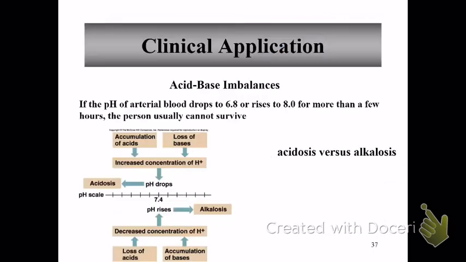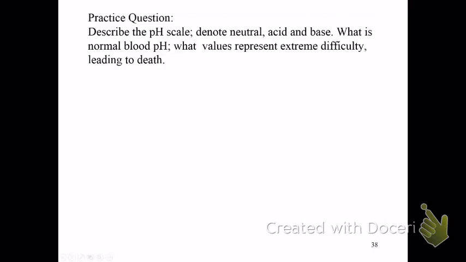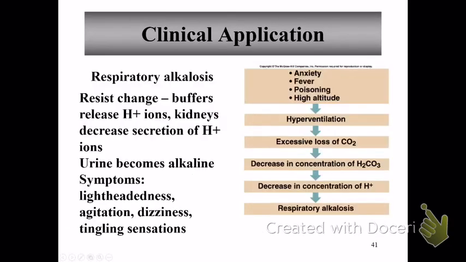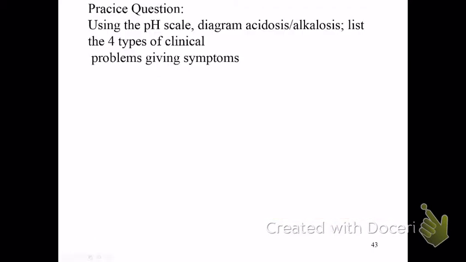And then the last short answer is on slide 43, so flip with me there. Okay, oh, that's not it. Okay, it is, sorry. Using the pH scale, diagram acid, alkali, because, okay, you do not have to do that twice on the test. We will not be doing that. Okay, list the 4 types of clinical problems giving symptoms.